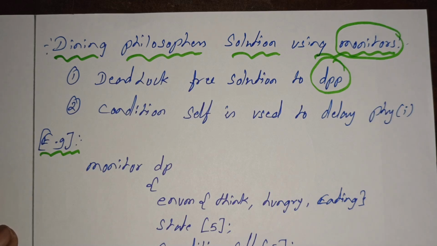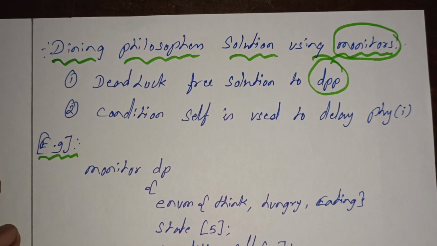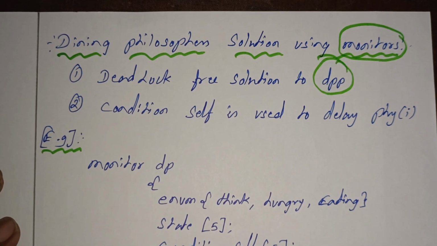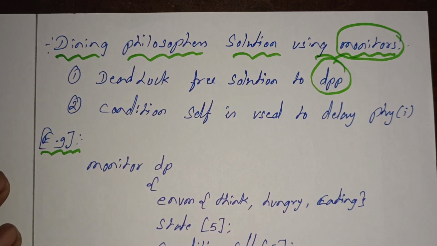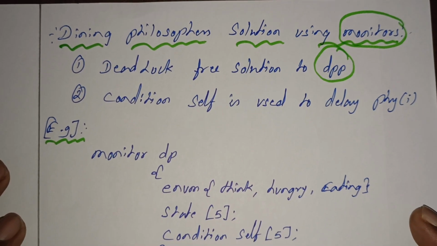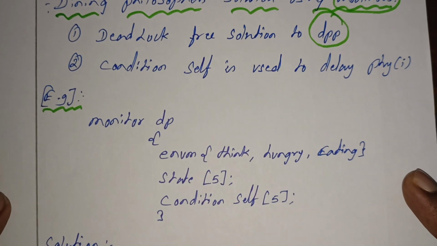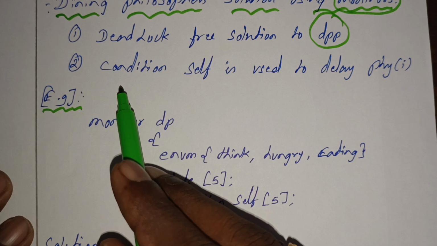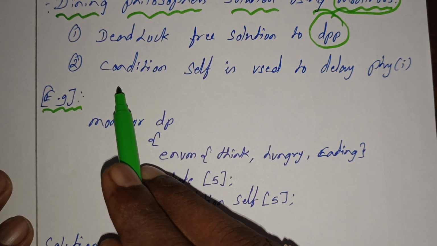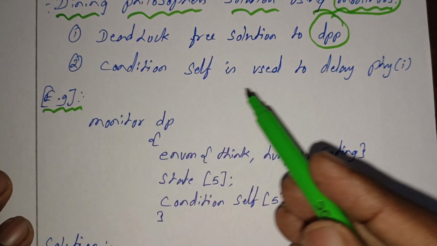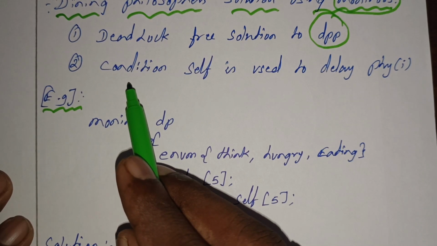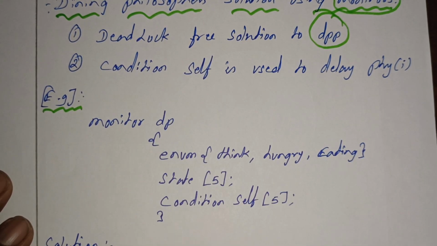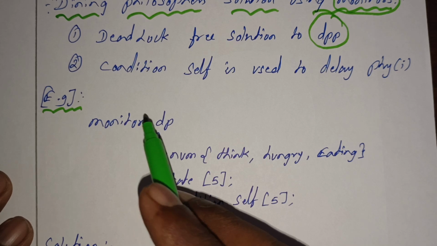If any philosopher starts eating, the other philosophers have to wait, and each and every philosopher is allocated a synchronization technique. Which philosopher and the other conditions are checked here. The only difference between the classical synchronization dining philosopher problem and the monitor is that here the condition self has been introduced. Let me tell you what this self is.